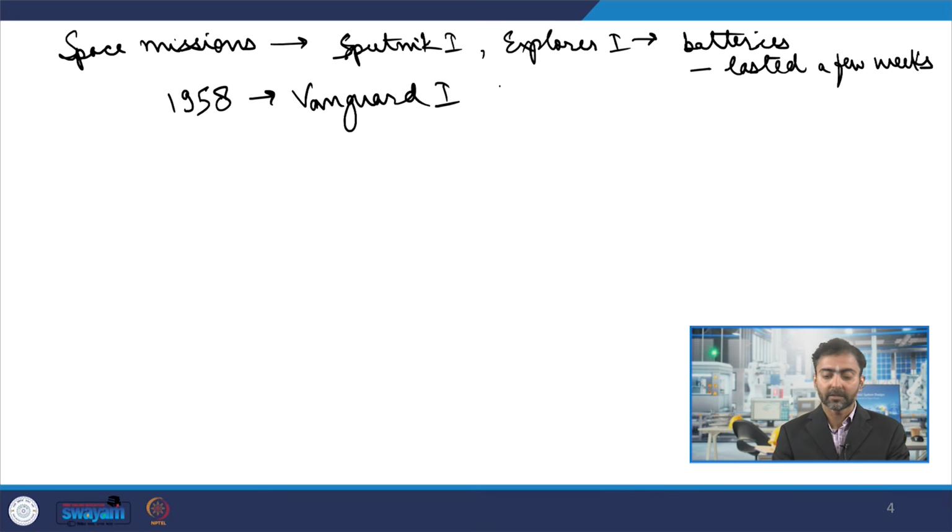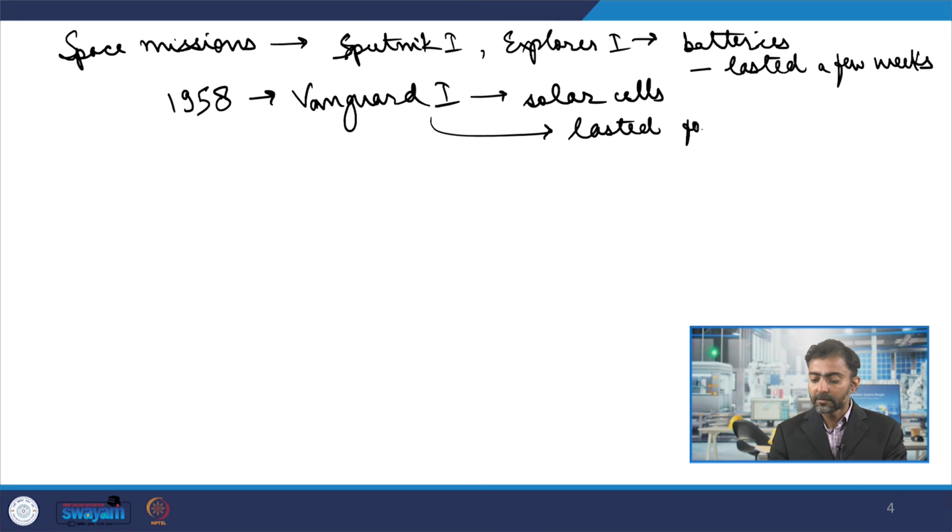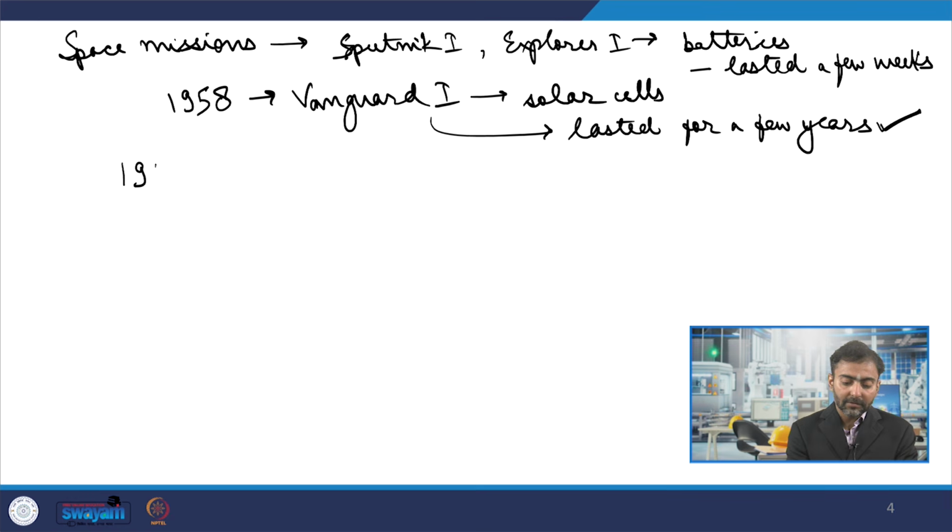first mission was launched, and this mission carried the first satellite which was powered by solar cells. That actually became a defining moment, because this Vanguard 1, powered by solar cells, lasted for a few years as compared to a few weeks for the earlier satellites. And that spiked the interest of people that solar cells can be a very viable source of power in space. So the 1960s was the time when the growth of solar PV was driven by the space missions.